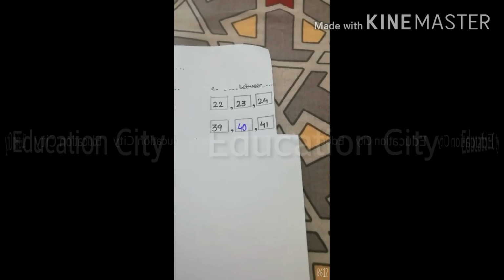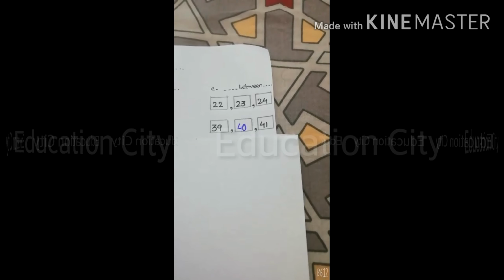39 is a before number and 41 is an after number. In between, 39, 40 and 41. 40 is a between number. Now move to the next part.